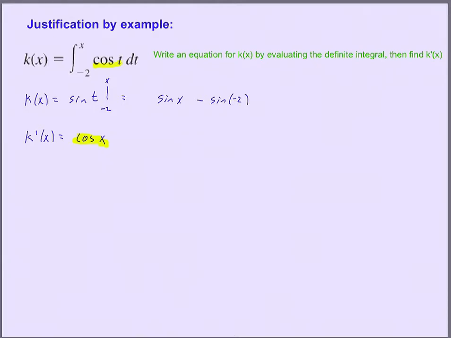So k prime of x is cosine of x. But notice that that's this, if you were to just take the upper limit of integration and plug it in. So because of the fundamental theorem of calculus, which states that the definite integral of a function is its antiderivative, sort of, that means that the derivative of that definite integral, the derivative of an antiderivative, is back where you started. So that's the idea of the second fundamental theorem of calculus.